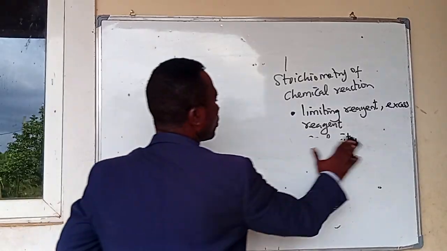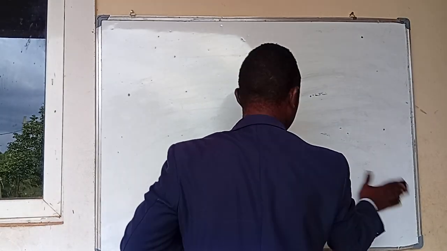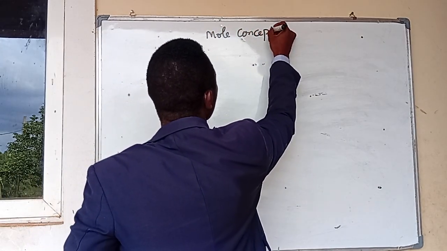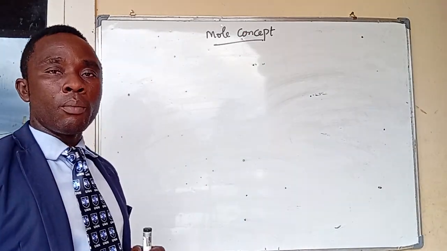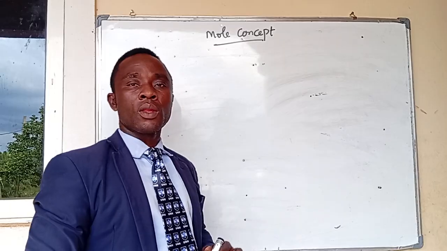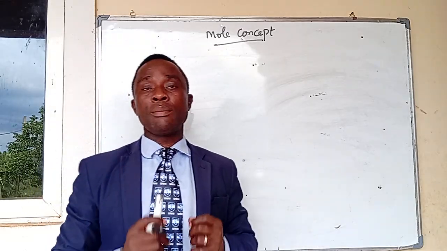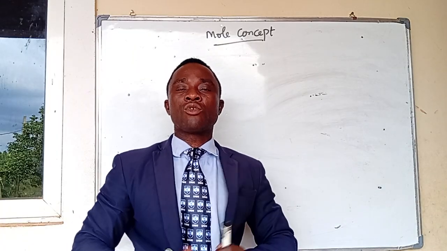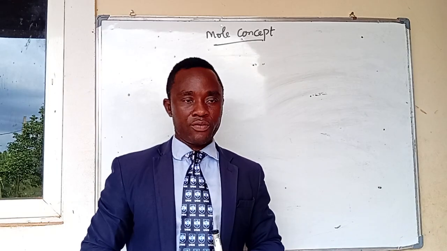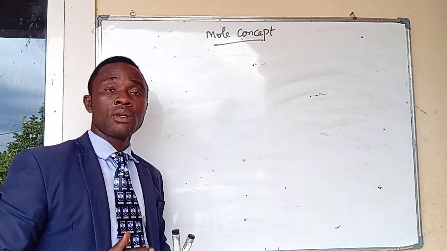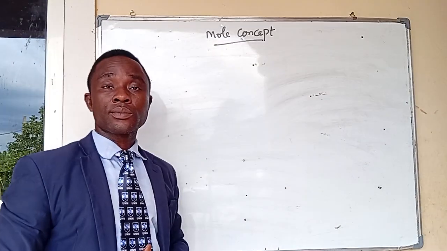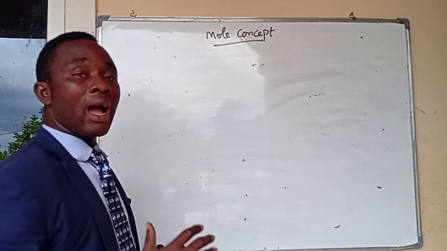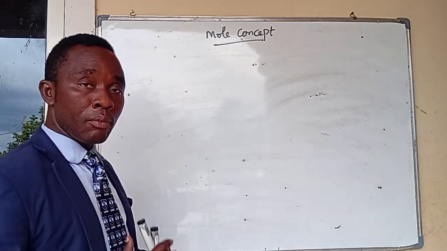Now we'll go to mole concepts. We want to give the different formulas for mole. What is a mole? A mole is the number of elementary entities that are present in 12 grams of carbon 12 isotope. That is the mole.